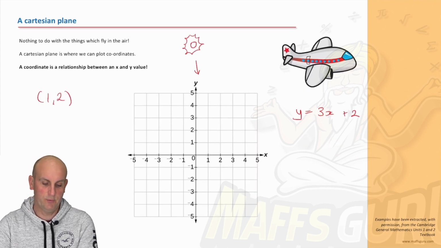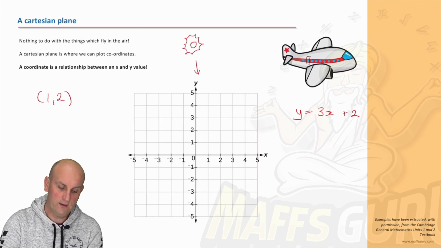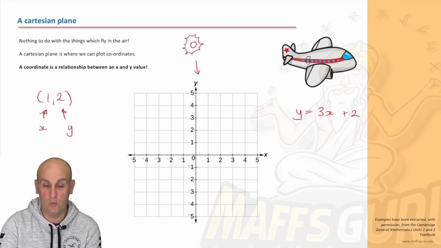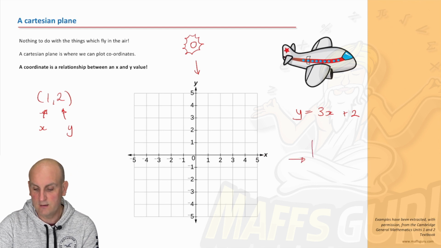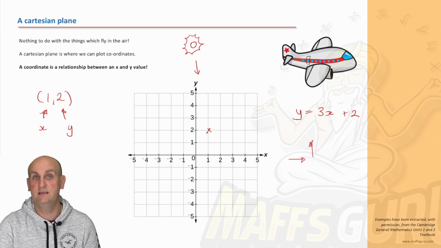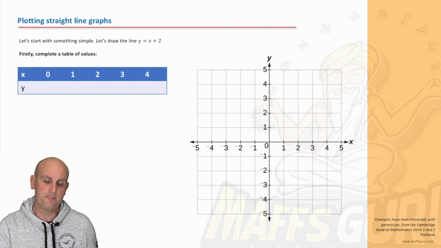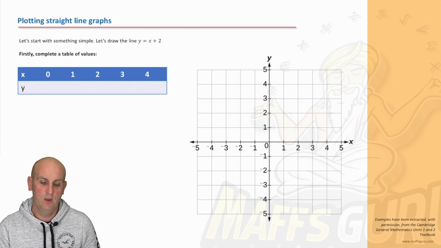So if I was going to plot the point (1, 2), that first value is always an x value, and that second value is always a y value. So I'm going to go 1 across, and I'm going to go 2 up, 1 across and 2 up. And in that situation, I put a nice, beautiful kiss. So let's put that into practice here with the straight line graph.